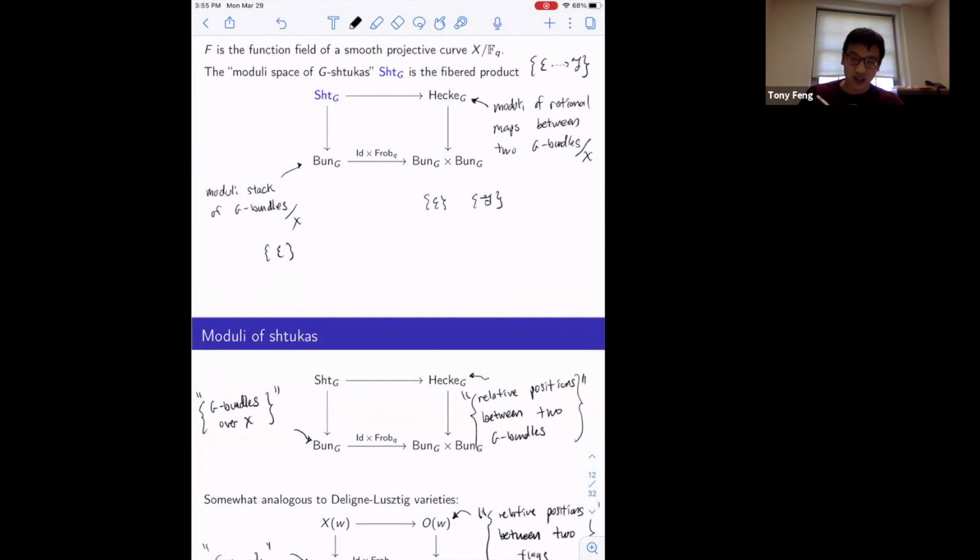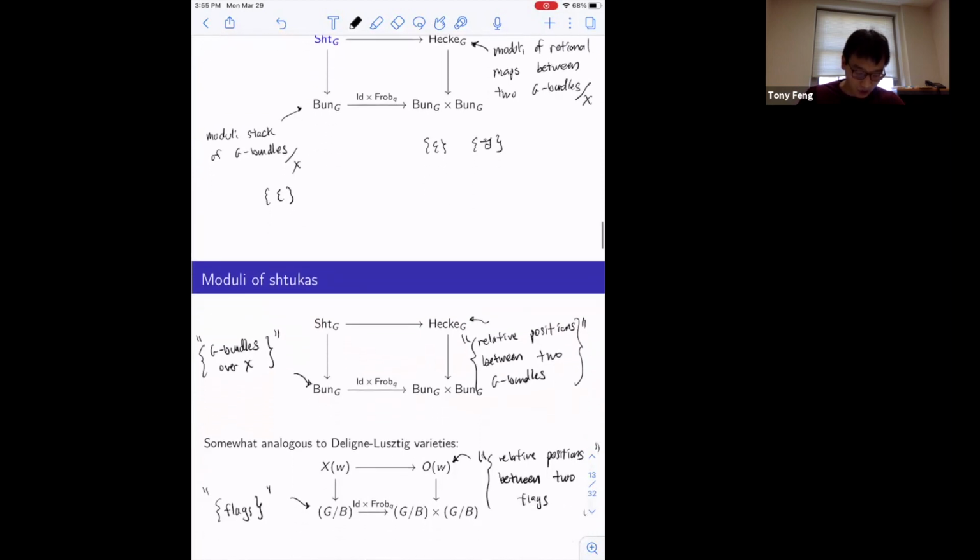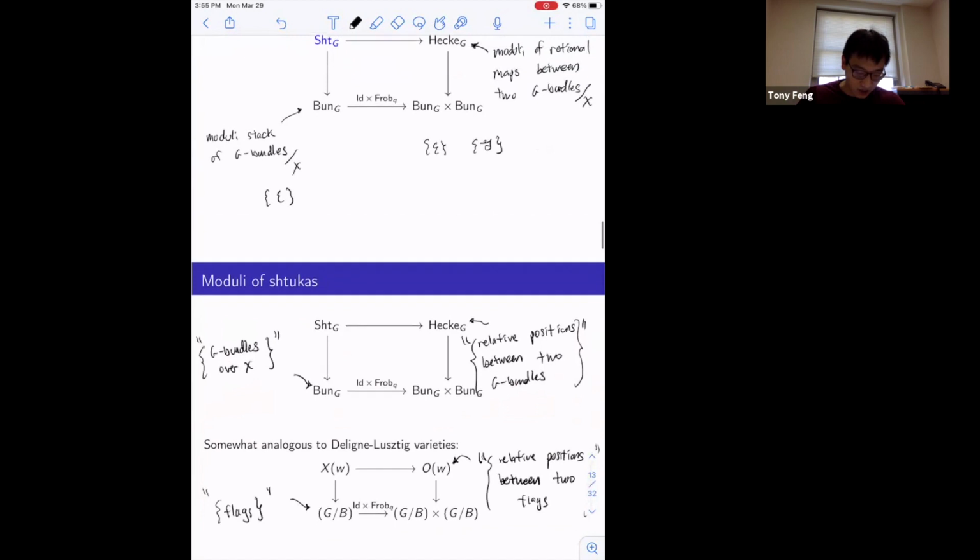For the representation theorists, I'd just like to offer an analogy which may help ease any discomfort with how this construction looks. So I want to point out that this construction is somewhat analogous to Deligne-Lusztig varieties. What are Deligne-Lusztig varieties? You have a space, the flag variety of G, which parameterizes, in the case of GL_n, flags on a vector space, in general, some sort of analog of that notion. And then you consider something else which parameterizes the relative position between two flags. And then you form this kind of Frobenius twisted fiber product, and you get your Deligne-Lusztig variety.